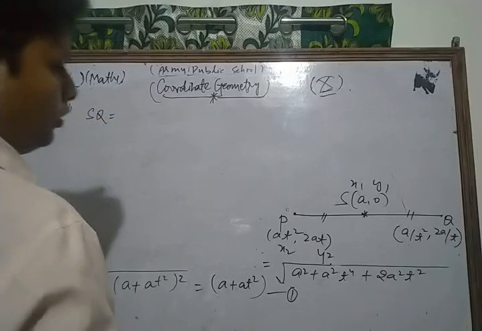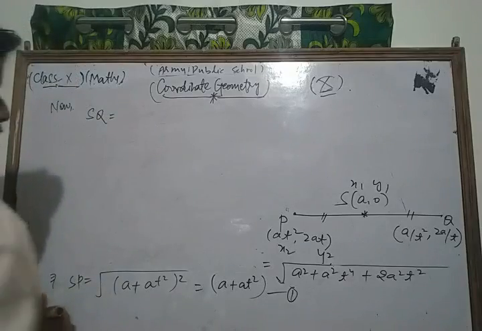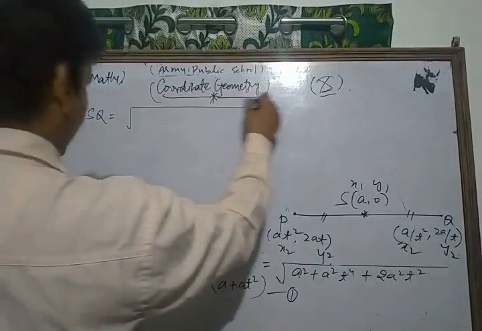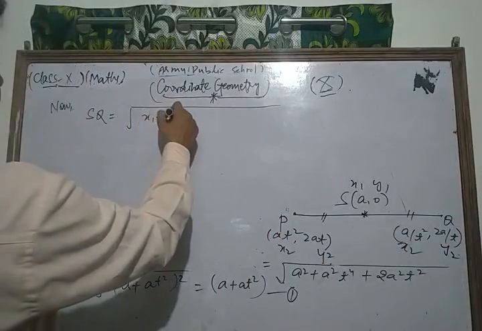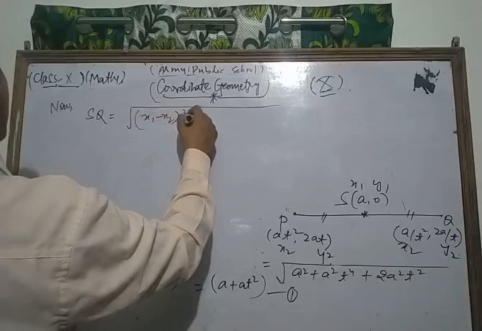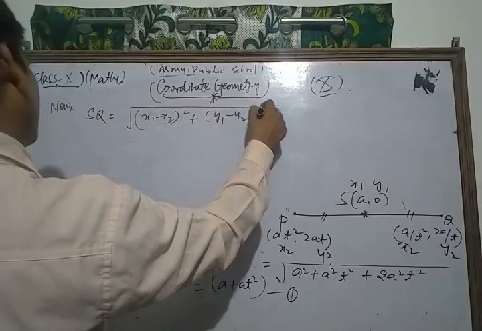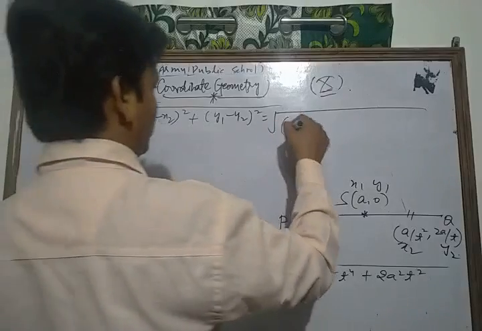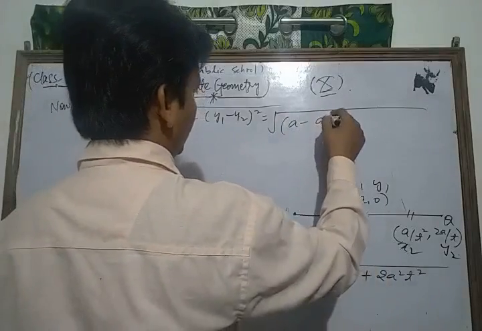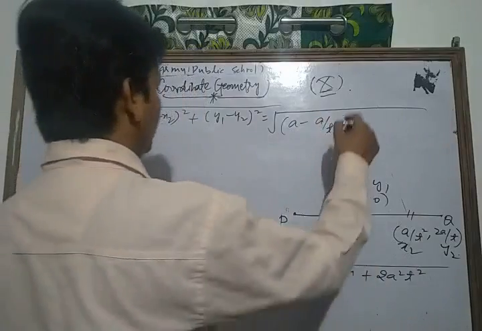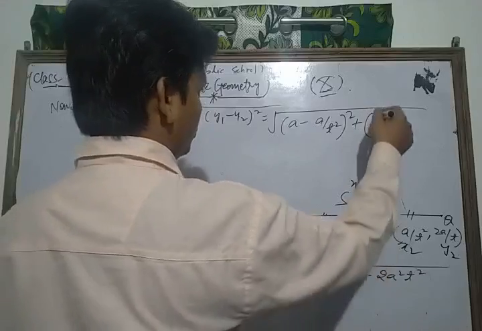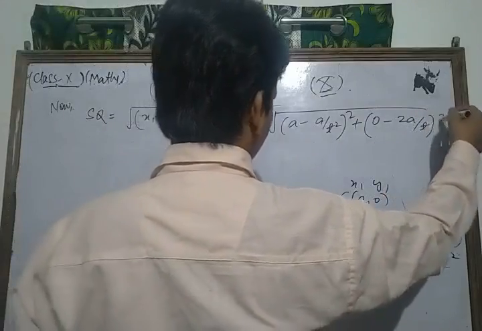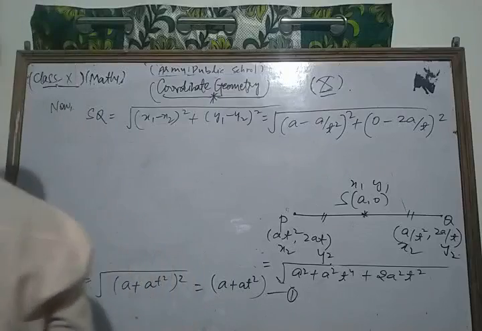Now the value of SQ. This is x1, y1, and this is x2, y2. Now again apply the distance formula for finding the distance SQ: (x2 minus x1) whole square plus (y1 minus y2) whole square. Now from here, x1 is a, x2 is a upon t square, all whole square, plus y1 is 0 minus y2, which is 2a upon t, whole square. Now we simplify them.